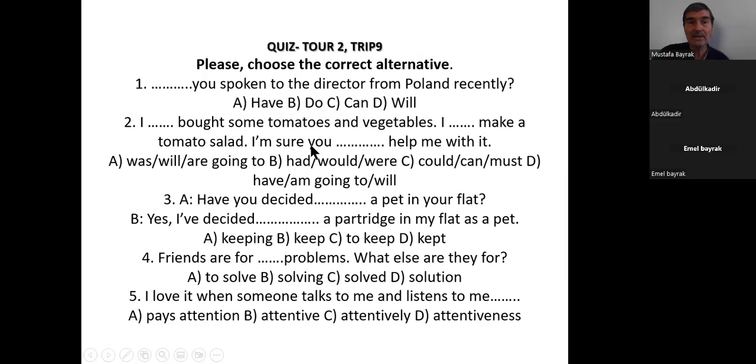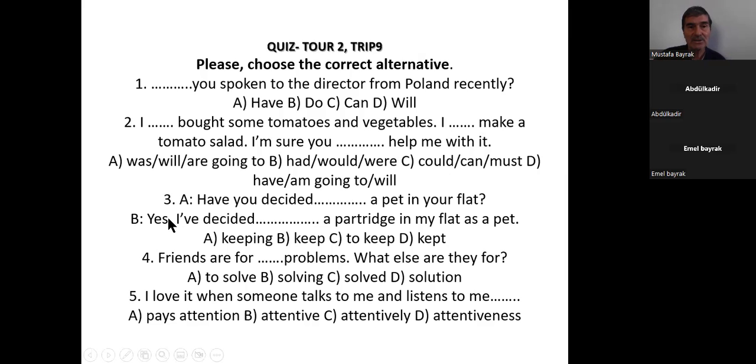I am going to make a tomato salad, and I am sure you will. Yes, I am certain you will. Or I say that you will. I think that you will. I bet that you will help me with it. I guess that, I say that, I am saying that you will help me with it.